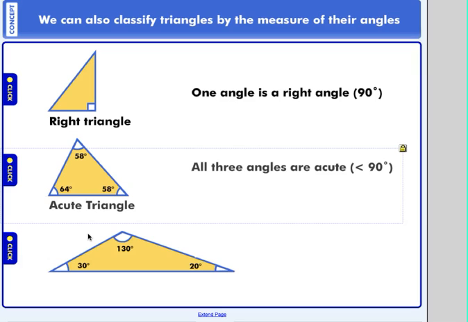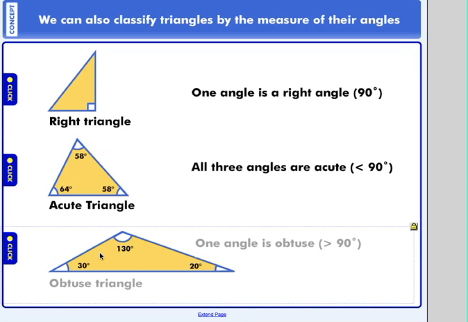Acute triangles are triangles where all three angles are acute. So if every angle in the triangle is an acute angle, then we can call that an acute triangle. Now, it can also be isosceles. For example, this one here we know is isosceles because it has two angles that are equal, which means this side and this side will be the same length. It can be both acute and isosceles.